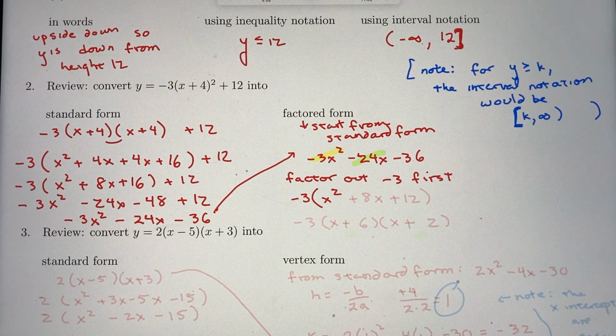Negative 3 times what to give me negative 24x? That would be positive 8x. So notice I'm factoring the negative sign out. Negative 3 times what to give you negative 36? You can use your calculator. Negative 36 divided by negative 3 is positive 12. Then you finish turning it into factored form by breaking up x squared plus 8x plus 12. Let's see, 3 and 4? No, that's not going to give me 8. 6 and 2. And that's the factored form version.